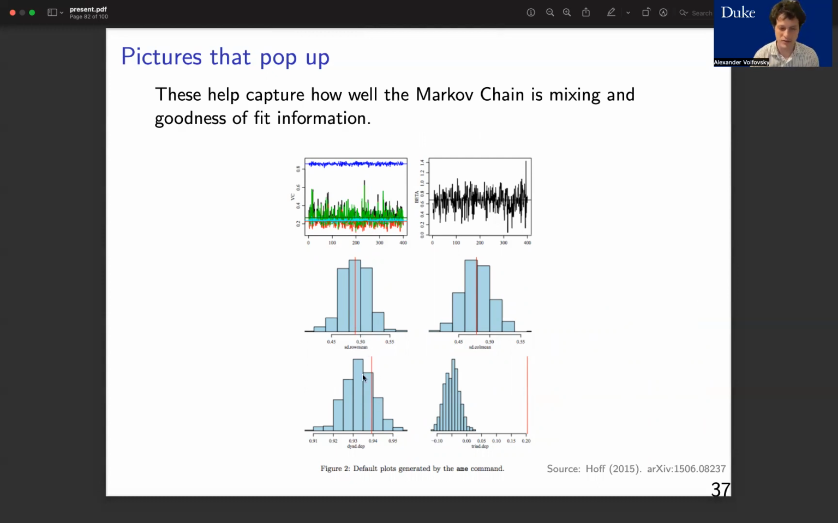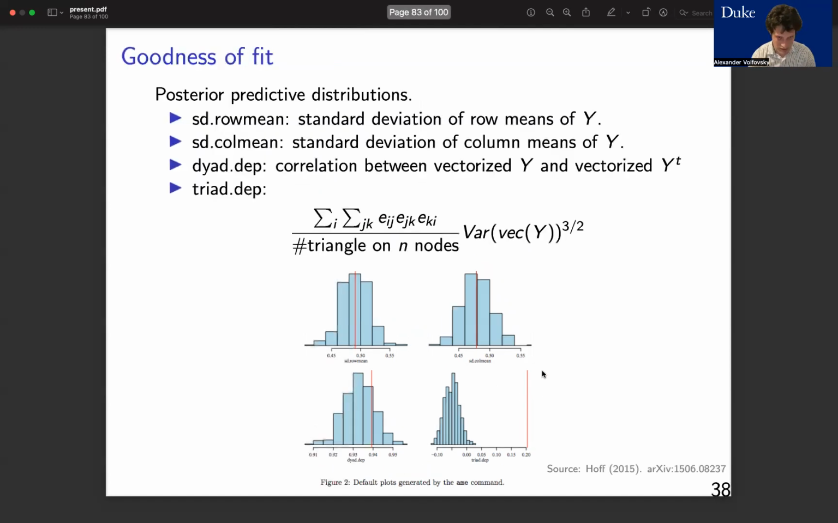So the red line is the observed data, and the blue histograms are the posterior predictive distributions. One of them seems to be very, very bad. If we look deeper into what these are, you can compute the standard deviation of row means and the standard deviation of column means. These are fairly obvious quantities that capture whether or not simulated data have the same amount of information in each row and in each column.